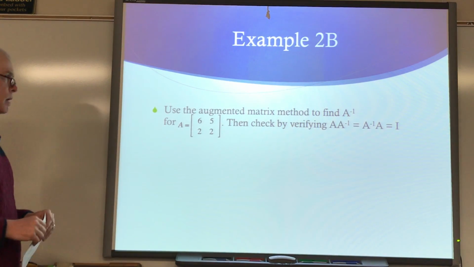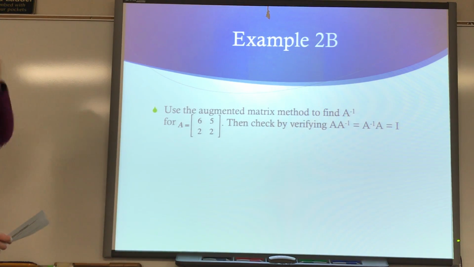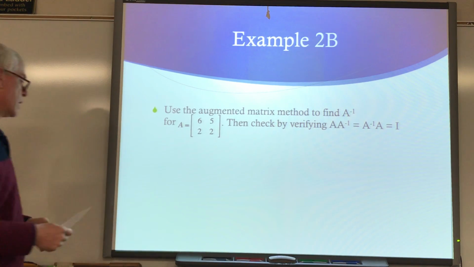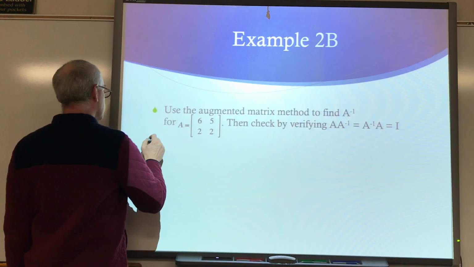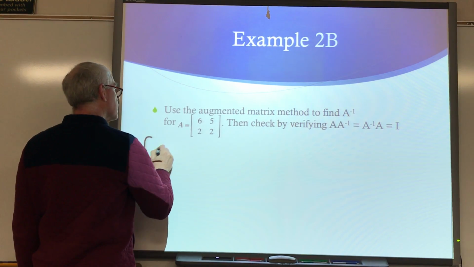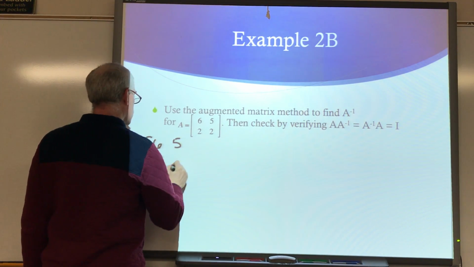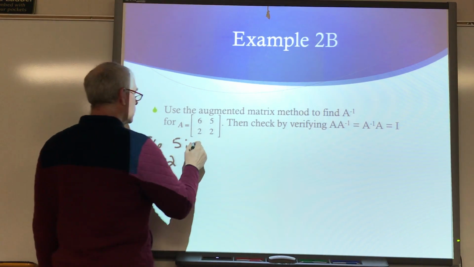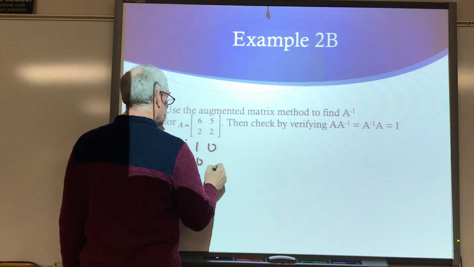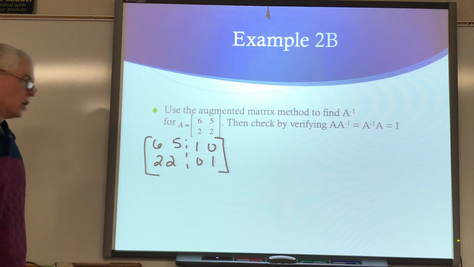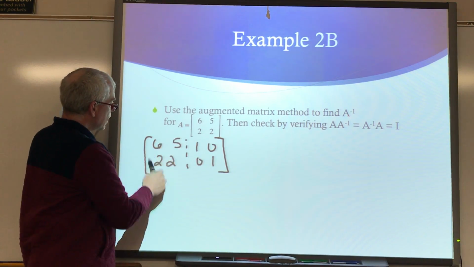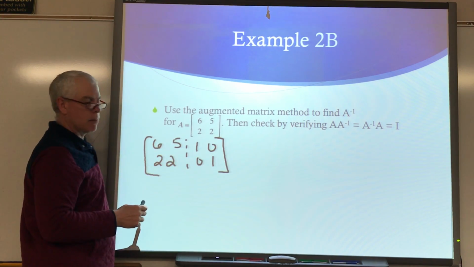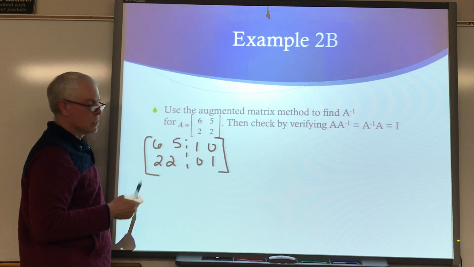2b, use the augmented matrix method to find A inverse. Okay, this one's a little bit trickier, you guys. A little bit more of a pain. We're not going to do this very much, but I will show you so that you can kind of see what's going on. So you've got 6, 5, 2, 2, and we want it to be that augmented matrix. So you want it to be that identity matrix over here. So what we end up doing is recreating this so that it is the identity matrix, and then this will become the inverse.